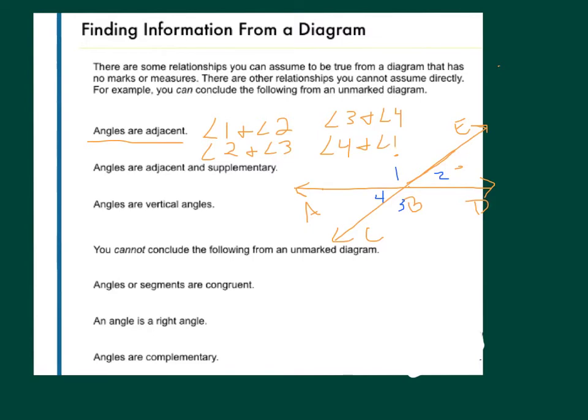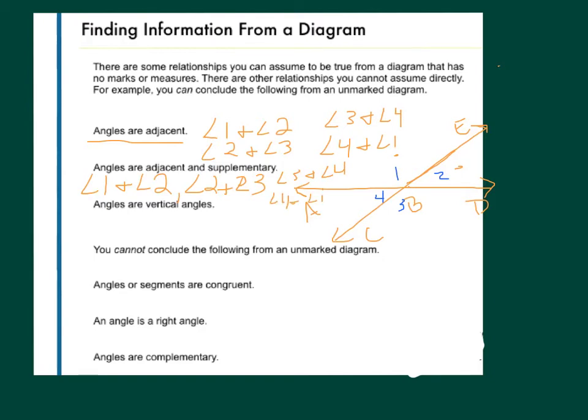The next one, angles are adjacent and supplementary. Supplementary means they add up to 180 degrees. So if they form a straight angle or a linear pair, then they are adjacent and supplementary. So angle 1 and angle 2 are adjacent and supplementary. And then angle 2 and angle 3, because they make up a straight angle. And then angle 3 and 4, and angle 4 and angle 1.